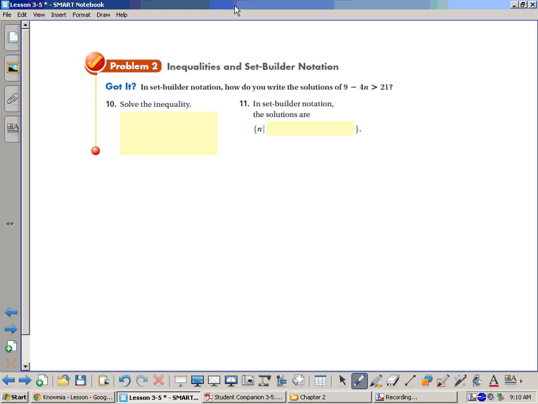So, inequalities and set builder form. Let's say we give you an inequality, 9 minus 4n is less than 21. We want to build a solution to this and use set builder notation to write that solution. Well, the first thing we have to do is solve for n. We have to know what n is going to be before we can actually get to that.